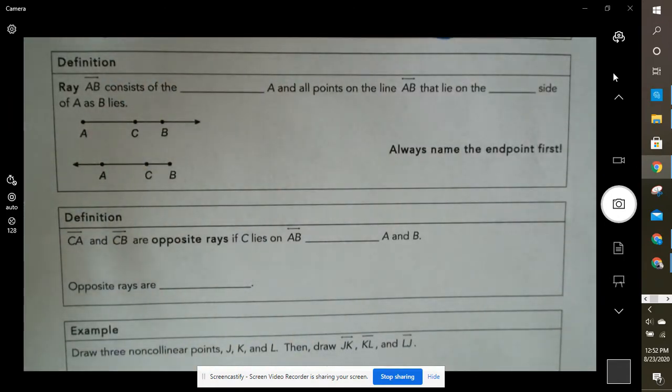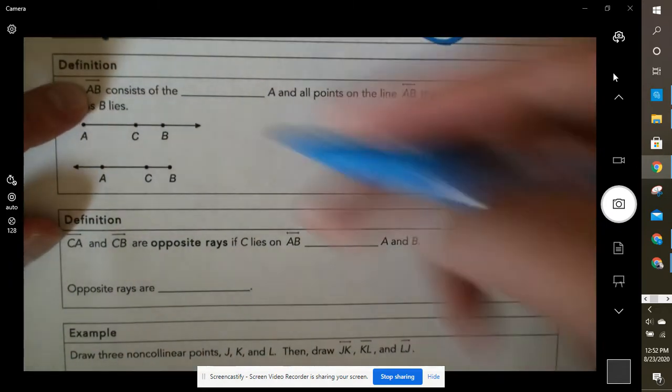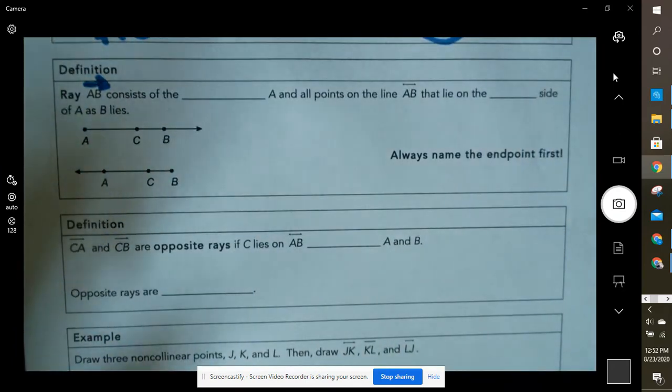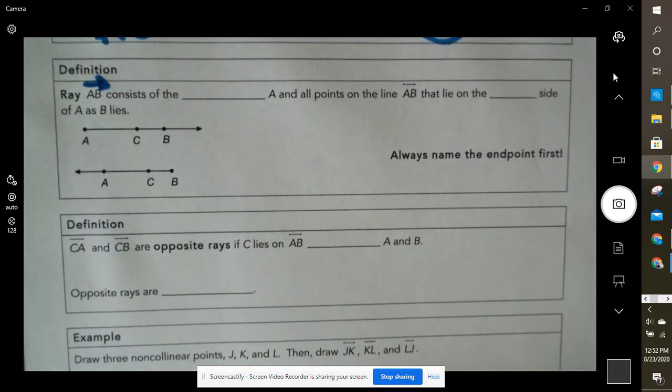A ray. So here, and I'm sorry, this is kind of not the... You can see there is supposed to be a little arrow there. So if you wouldn't mind filling that in, then you'll be able to justify our notes here. All right, ray AB consists of the endpoint A and all points on the line AB that lie on the same side of A as B lies.